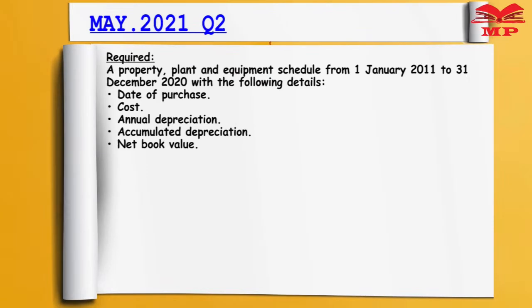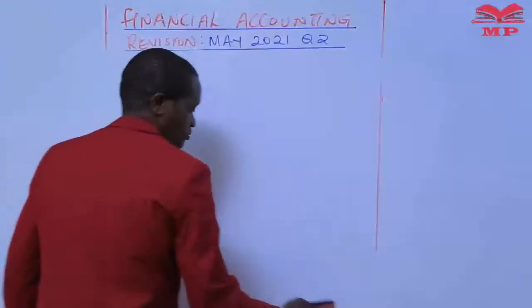Required. A property, plant and equipment schedule from 1st January 2011 to 31st December 2020 with the following details. Number one is the date of purchase. Number two, cost. Number three, annual depreciation. Number four, accumulated depreciation. Number five, net book value. Total 10 marks.